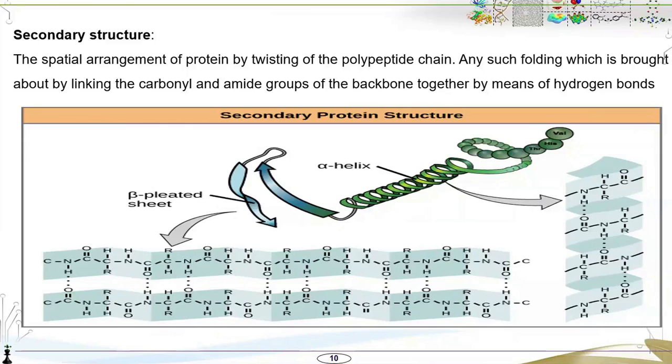So if you see the 3D structure, we can't draw it on a blackboard or in a notebook. For that, we need proper software. In that software, we can see the three-dimensional structure of the molecule or of the protein. In that kind of view, the spatial arrangement of the protein can be seen in a secondary structure. In a primary structure, we cannot.